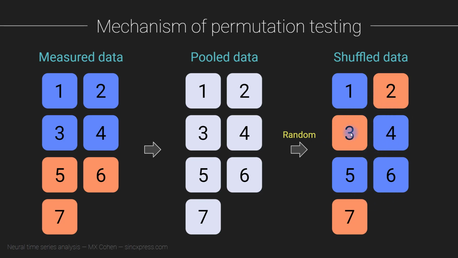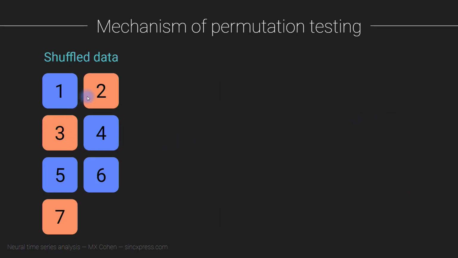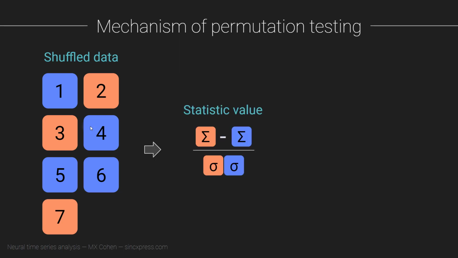Okay, and then what do you do? Now I'm going to move this thing to the left so we have some space. So you take your shuffled data and then you compute your test statistic, and whatever the test statistic is, maybe it's a t-test or a correlation coefficient, whatever it is that you're doing, you generate a statistical value. So this is supposed to illustrate something like a t-test. So we have the difference of the means or the sums divided by the standard deviations. Okay, so you generate a test statistic.